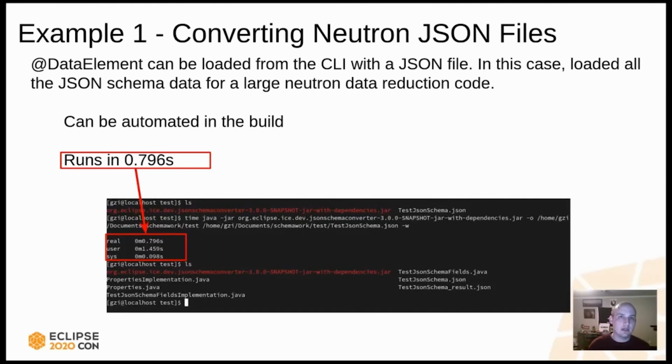So @data element can be loaded using a JSON file. So we made a utility that will read that in. And for some Neutron data JSON files on one of the projects at Oak Ridge National Laboratory, they've actually used this to read in their entire JSON schema for one of the reduction codes, and it generates all the classes. Now what's really awesome about that is they can automate that in the build, and it runs in less than a second to generate all that code, whereas writing it by hand would take the developer weeks, and then, if not months, to maintain it throughout the life of the code.